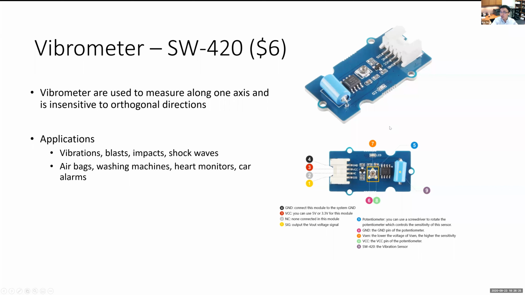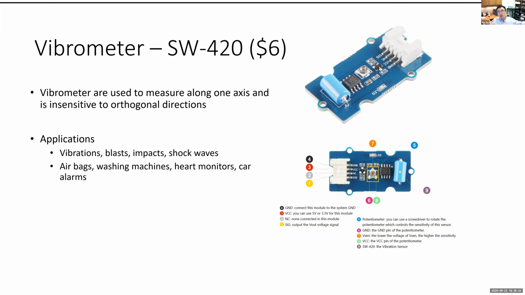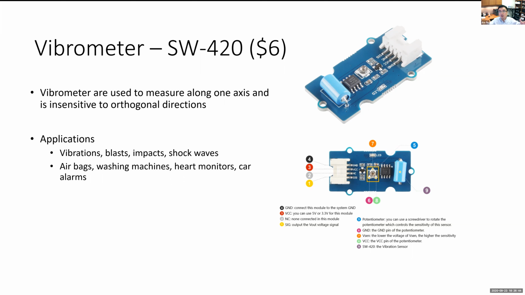So this is more focused on the vibration magnitude. It basically only works in one direction. It doesn't work in the 3D direction. So this is more useful when you check the vibration of a structure where the structure always vibrates in one direction, or the damage in one direction is more severe. So in that case, you want to use a vibrometer. I also have one here.